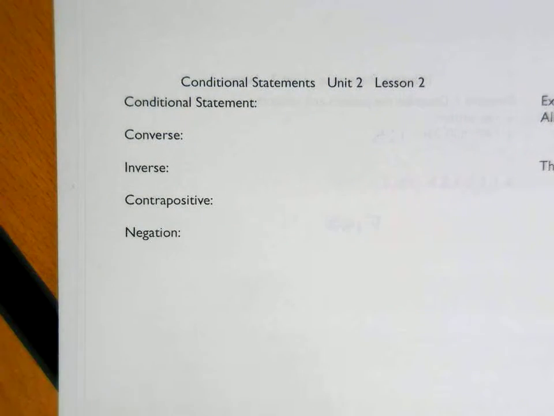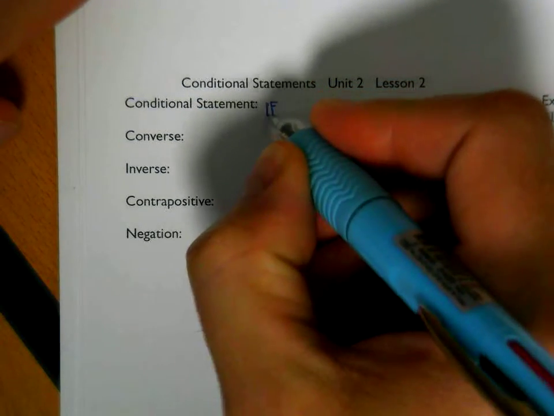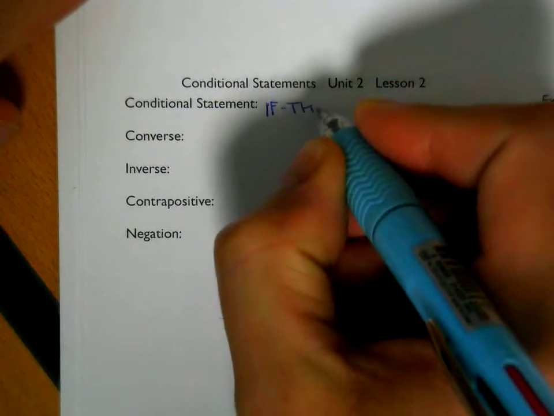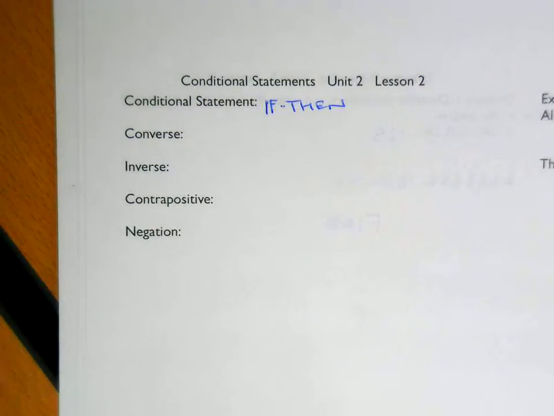We started Unit 2 last time with inductive reasoning, making conjectures or hypotheses based on previous data. Today we will continue with this kind of introduction to logic, talking about conditional statements. Conditional statements are also known as if-then statements, for an obvious reason that you'll see in a second.